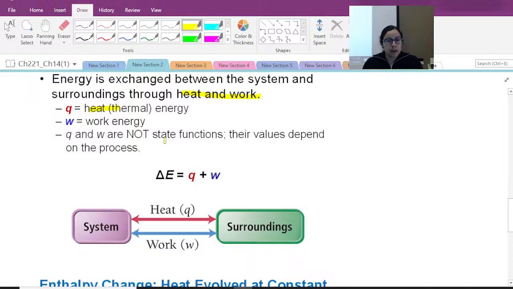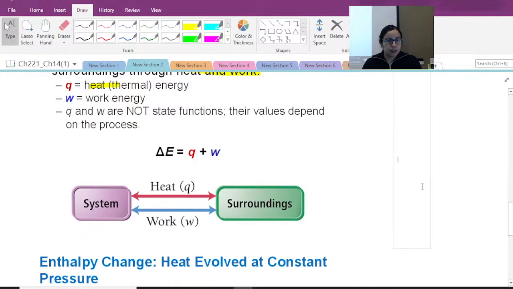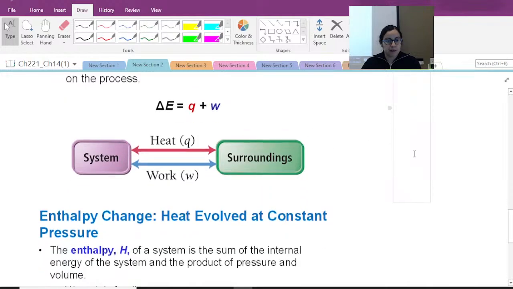And so important to at least note, right? I had mentioned work was path dependent, and Q, same thing. So both of them are not state functions, right? Their values depend on the process. And so again, we can see that. So obviously some sort of exchange. So depending on what's going on, right, are we expanding? Are we contracting our balloon? Or is it exothermic, endothermic?